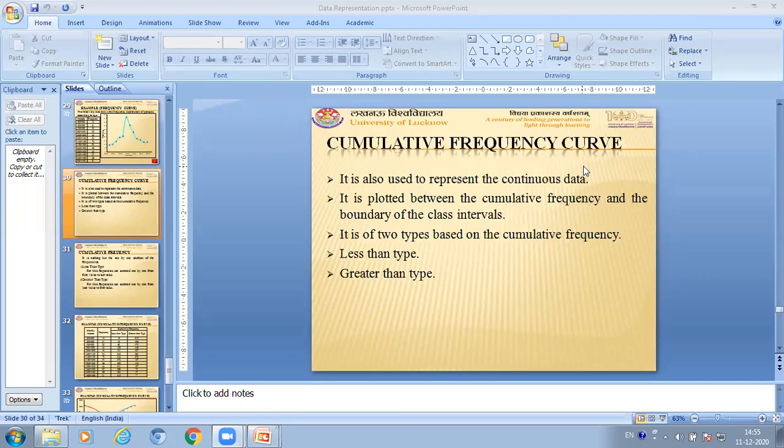So what is the cumulative frequency curve and for what purpose is it used? The cumulative frequency curve is used to represent continuous data. It is plotted between cumulative frequency and the boundary of the class intervals. On the basis of cumulative frequencies, the cumulative frequency curve is also of two types: less than type and greater than type.